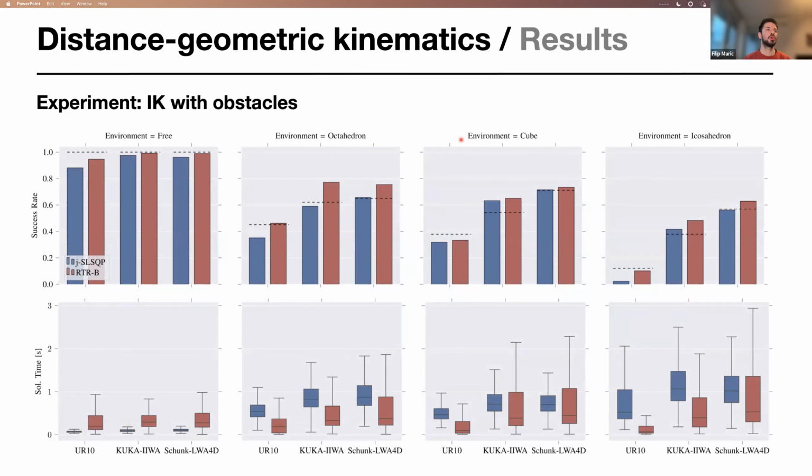Looking at these results, we have two rows here. The top row shows the success rate over 1,000 inverse kinematics problems, and the bottom row shows the solution times, while the columns represent the different environments. As you can see, in terms of success rate, our method shown in red outperforms the method shown in blue, which is just a regular joint-based local optimization approach. However, if we look at the lower row, it does take somewhat more time to solve the problem. But this changes once obstacles are introduced, and then our method remains at a relatively constant solution time, while the joint-based method ends up taking a lot more time and having a larger drop in success rate compared to our approach.